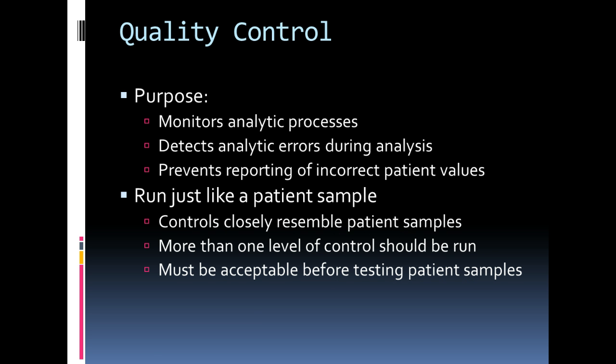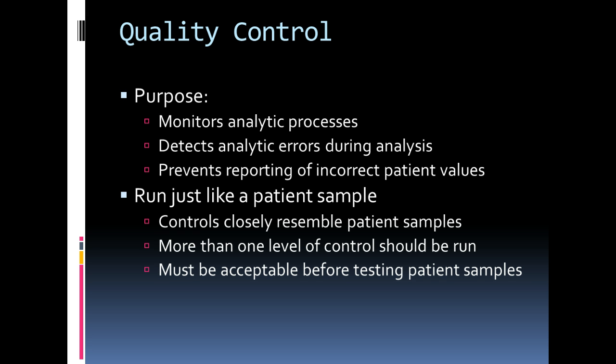Then we run quality control. Quality control is always done to monitor analytic processes. We run liquid samples through the machines or analyzers to make sure there aren't any errors during analysis. This is usually done once a shift or once a day, depending on what the manufacturer recommends.